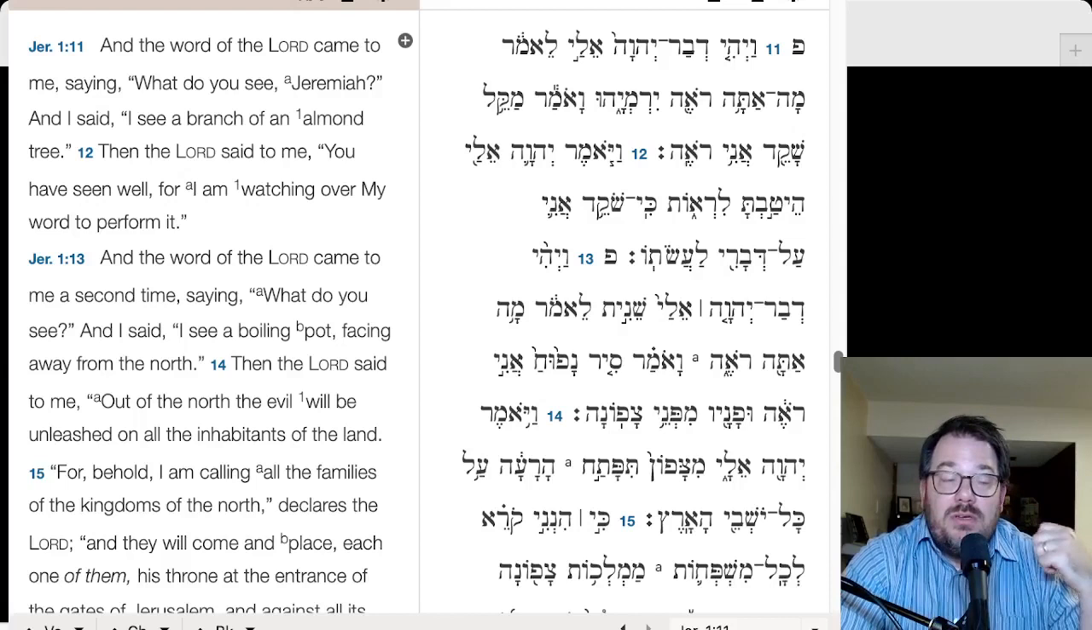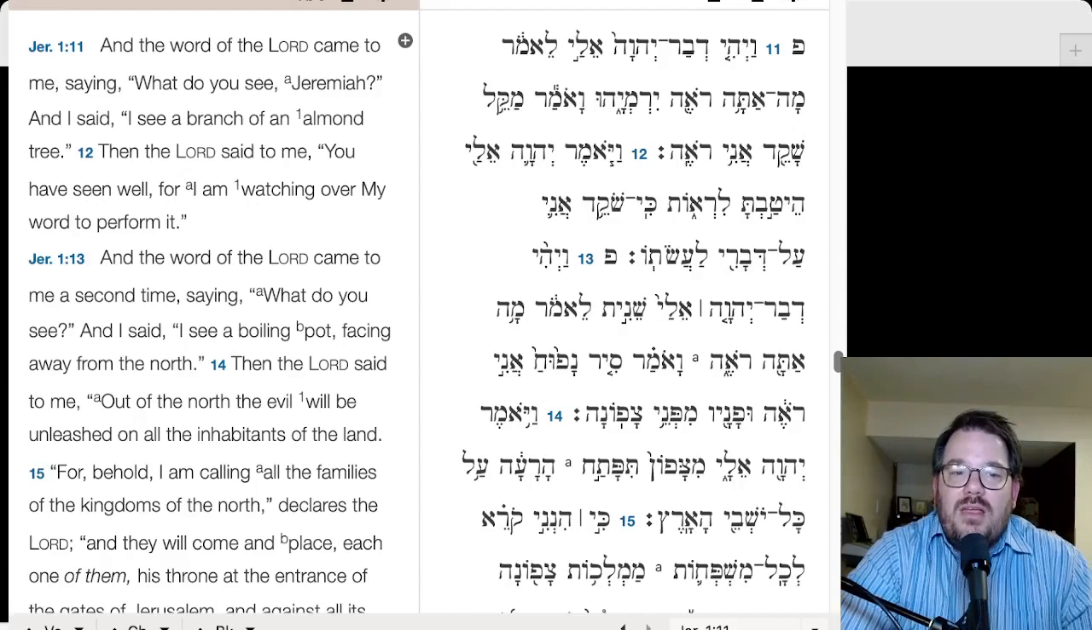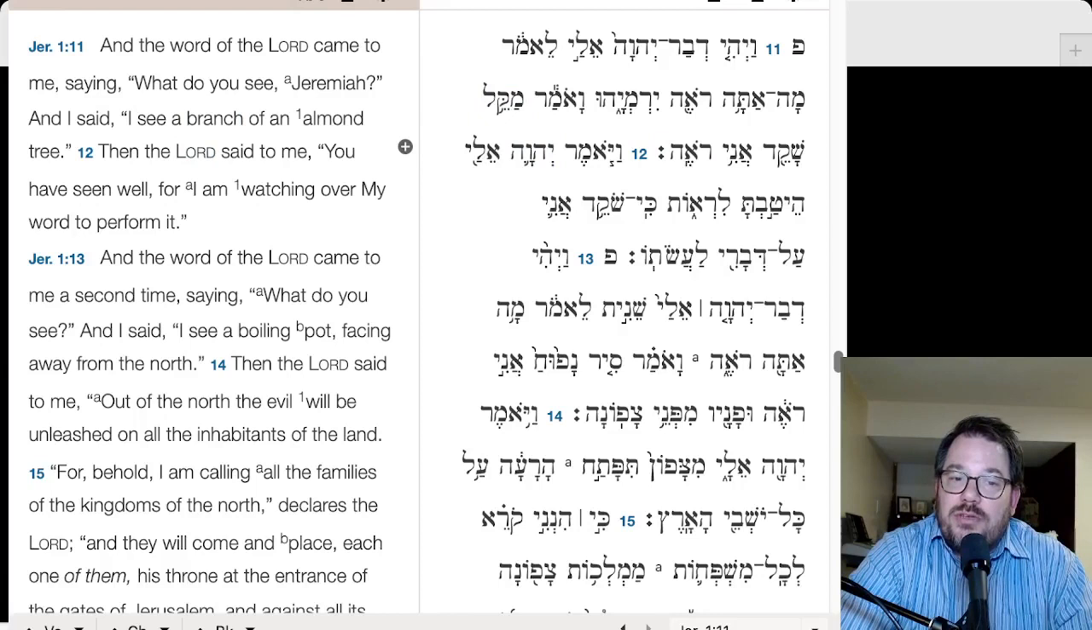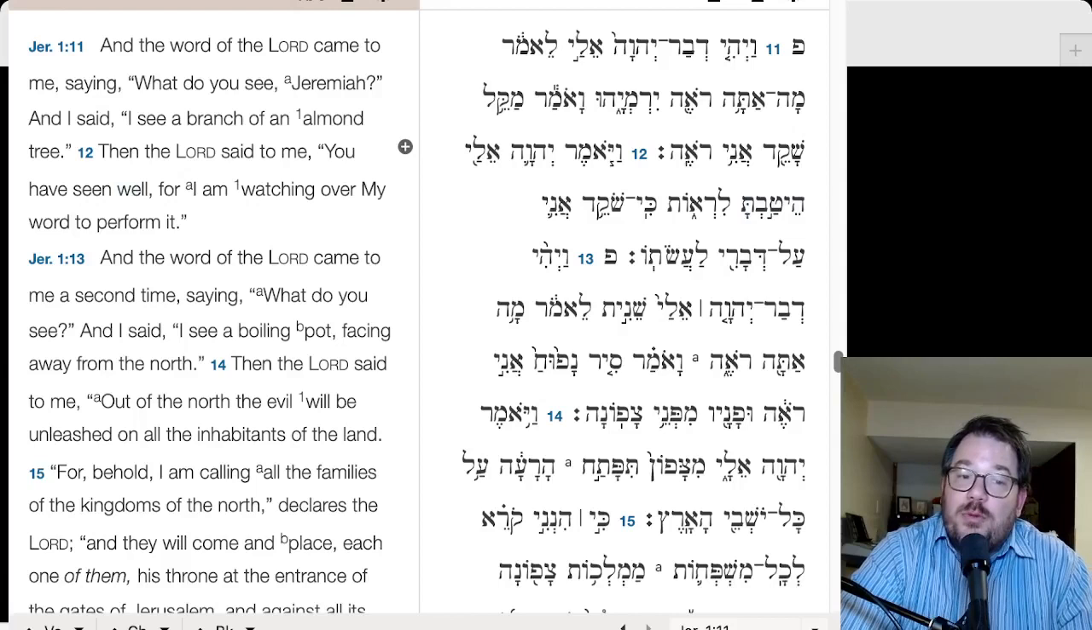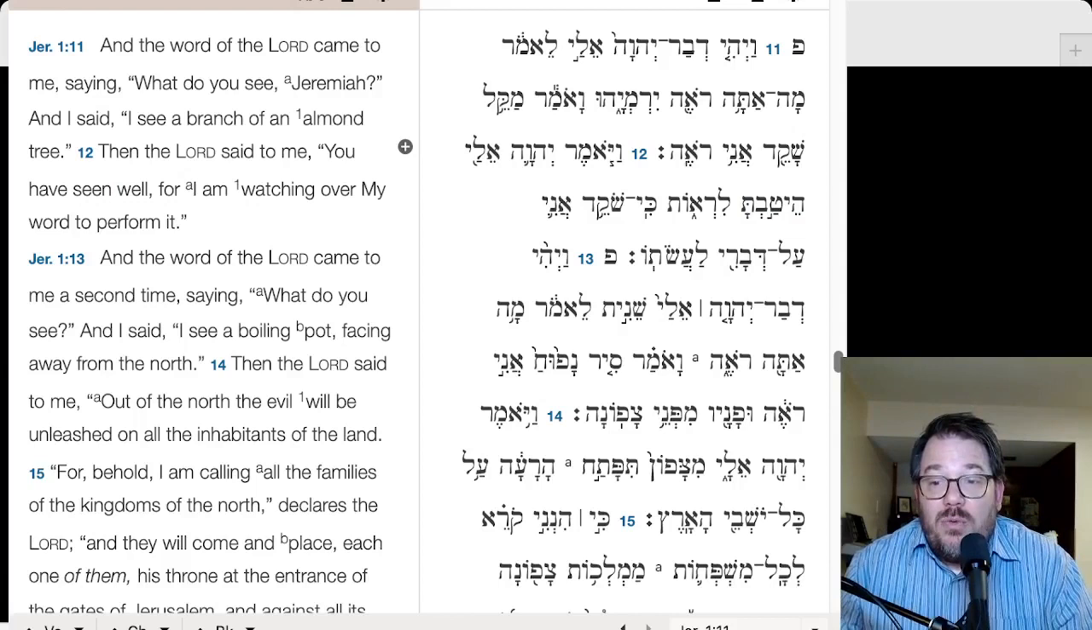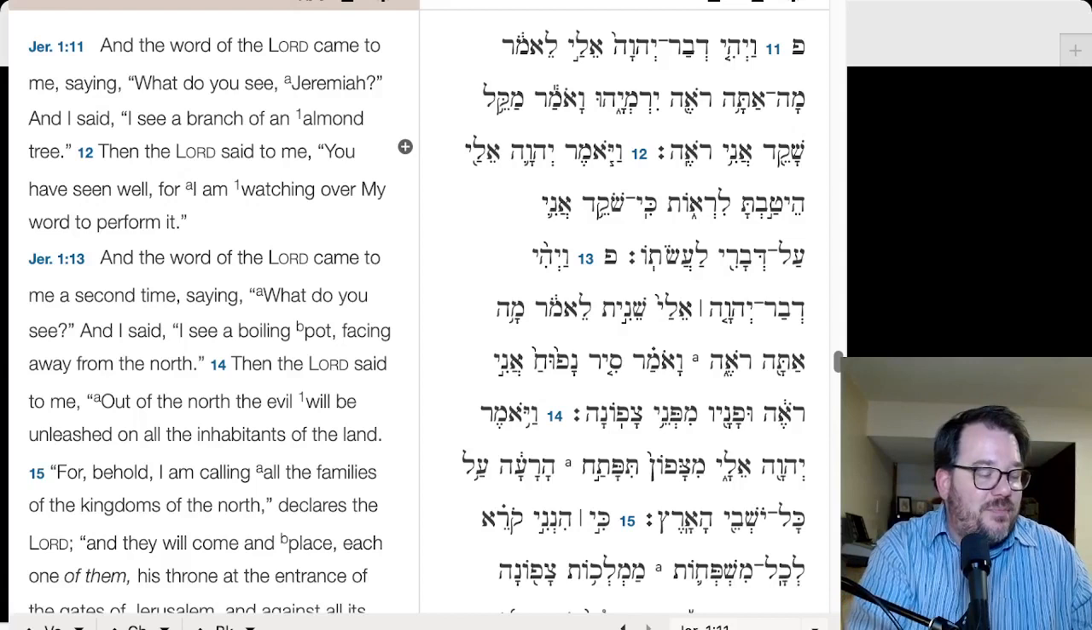Now, in this case, he says, what do you see? And I said, I see a branch of an almond tree. Then the Lord said to me, you have seen well, for I am watching over my word to perform it. Now, you read through that in the English, and it might seem a bit confusing. What does an almond tree have to do with God watching over his word? You would be very normal for asking that question, because it is a bit odd when you first look at it.